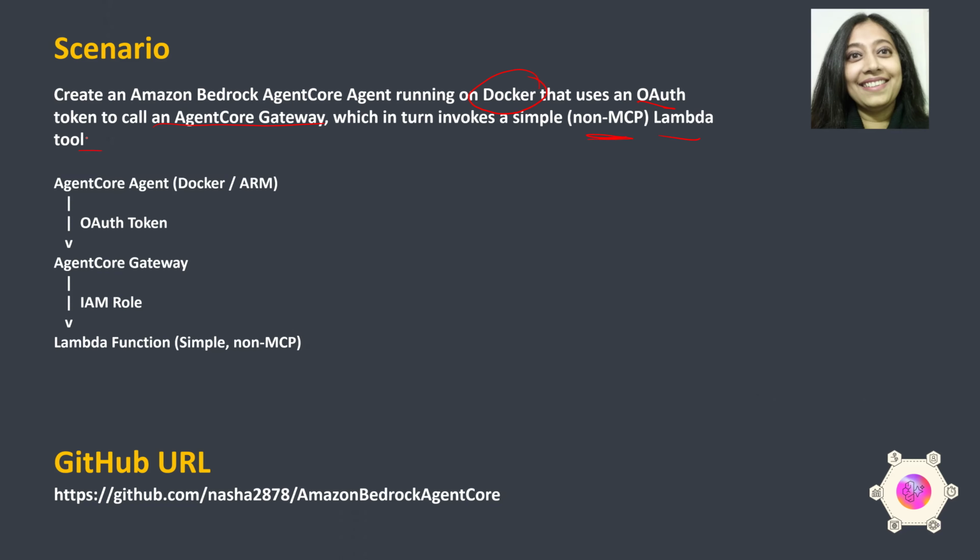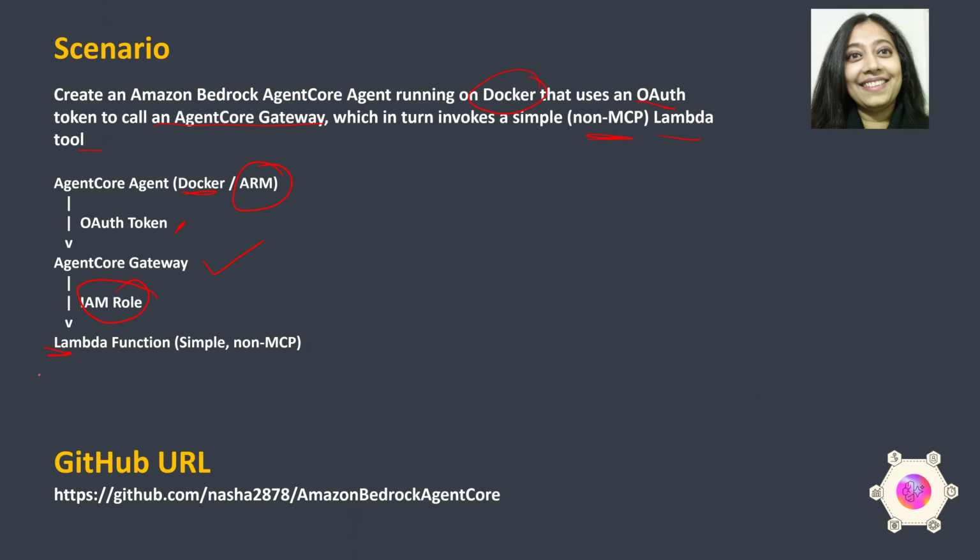So I've tried to depict this pictorially. So you have your agent. Remember, it's a Docker agent. It is based on ARM. This agent uses an OAuth token to invoke your AgentCore gateway, which in turn uses an IAM role to call your Lambda function.